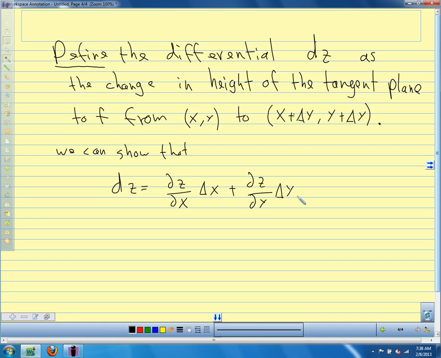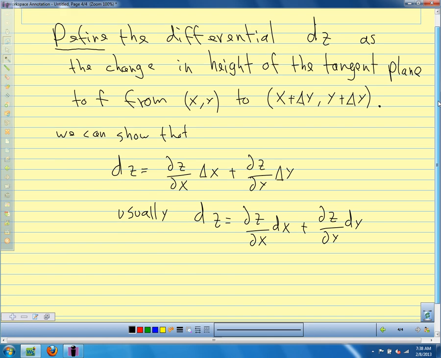And we usually write, you usually see it written rather than delta x and delta y, dz; rather than delta x and delta y, we write a dx and a dy. And we call this the total differential of z.